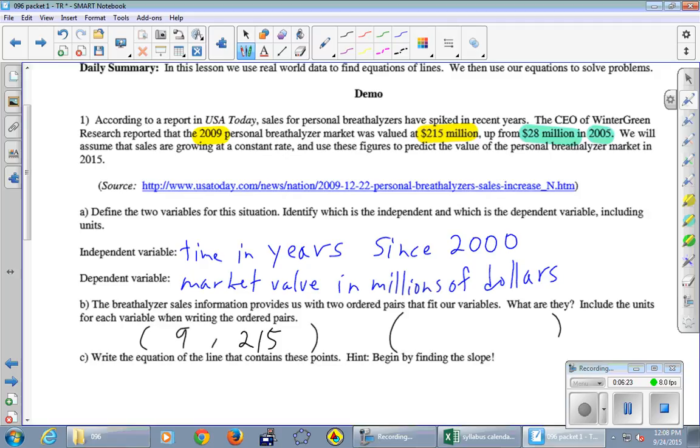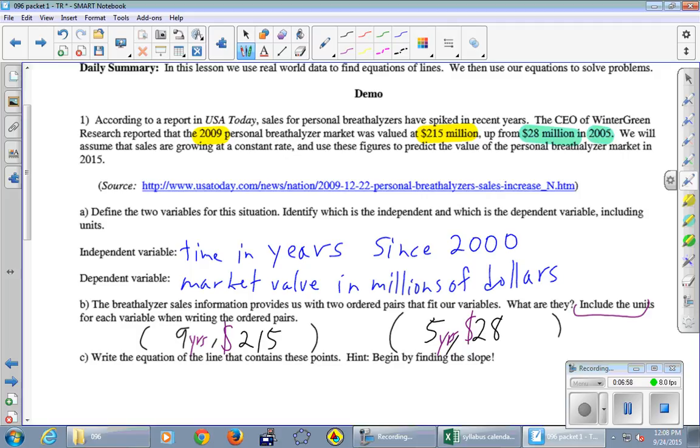So what do we have in this one? 5, 28. Oh, I didn't follow my directions. What did I forget to do? Units. Okay, let's include some units. That 2009 was 9 what? 9 years. And that 215 was $215 million. I'll just put a dollar sign in the front. Same thing on the other one. Years and $28 million.